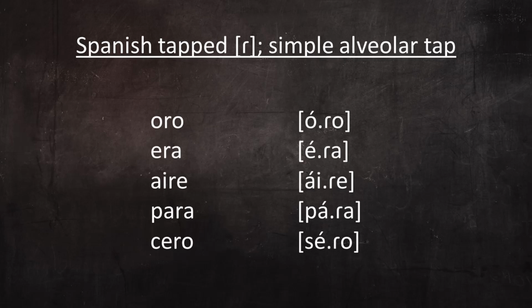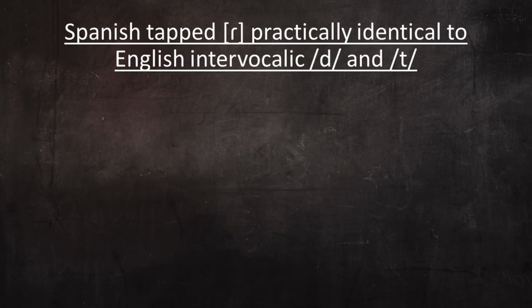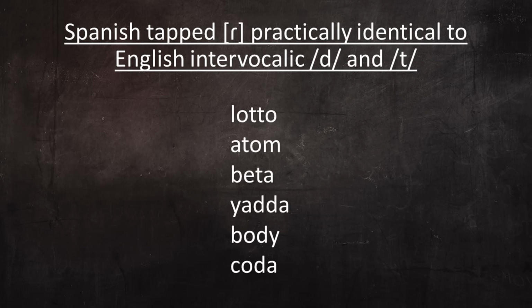Observe these example words. Oro, era, aire, para, cero. This R sound is practically identical to the way we pronounce intervocalic D and T in American English. Listen closely to how the D and T are pronounced in these words. Lado, atom, beta, yada, body, coda.